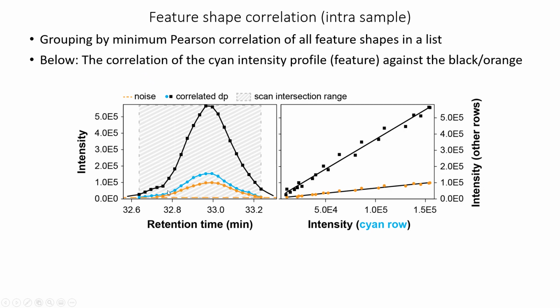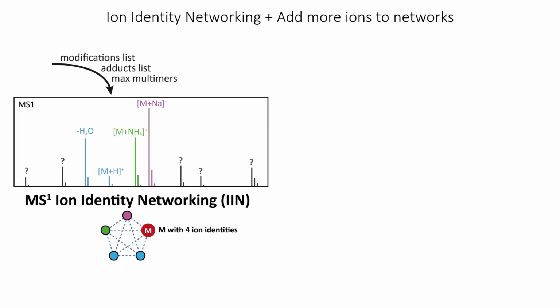So if we use the cyan row here and we compare them to the orange and black intensity profile, we can see that the intensity of the cyan feature and the intensity of the different other features is well correlated. And based on this correlation, we can create a group of these features. And then to identify the ion type, we do ion identity networking on MS1 level.